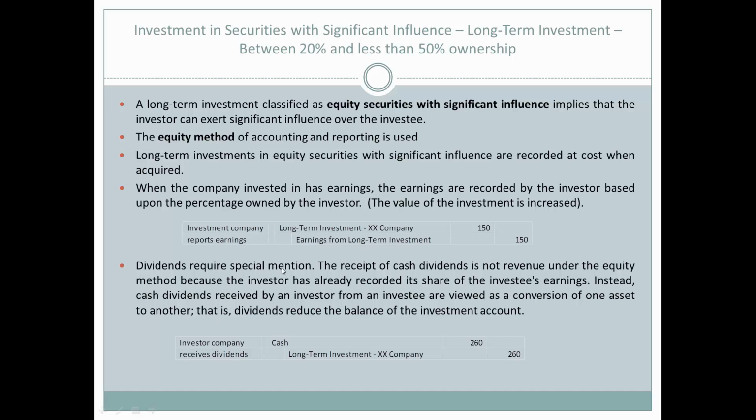Dividends will require special treatment under the equity method. The receipt of cash dividends is not revenue under the equity method because the investor has already recorded its share of the investee's earnings. Instead, cash dividends received by the investor from an investee are viewed as a conversion of one asset to another. In other words, dividends reduce the balance of the investment account. So the investor company receives dividends, and they're going to record the cash that they received, but now they're going to decrease their investment in the XX company in the amount of $260, which is the dividends they receive.